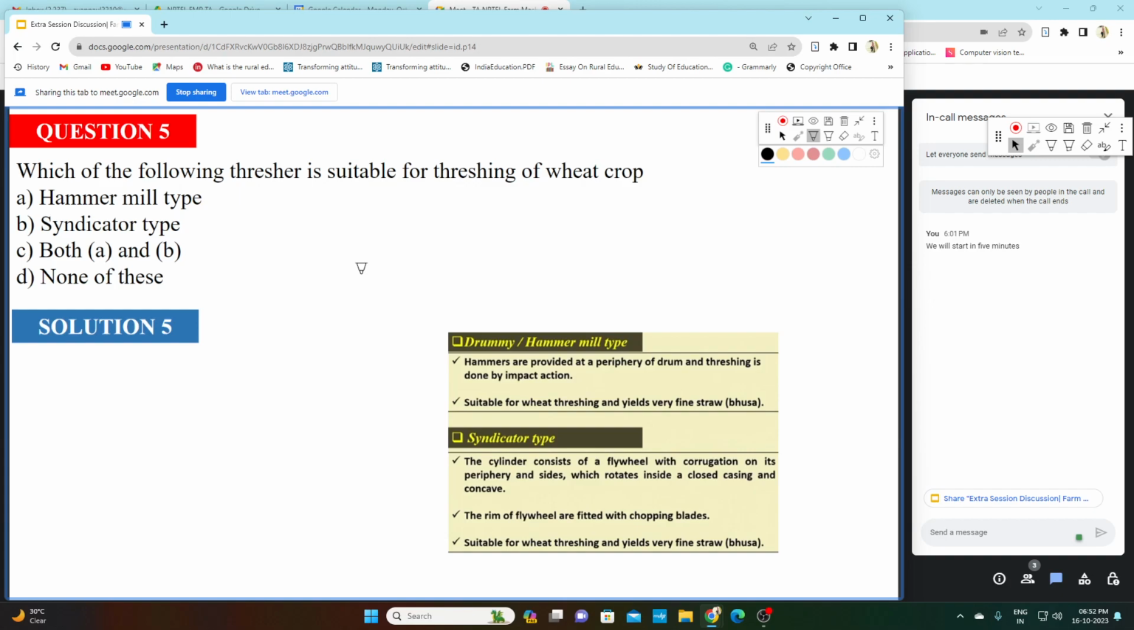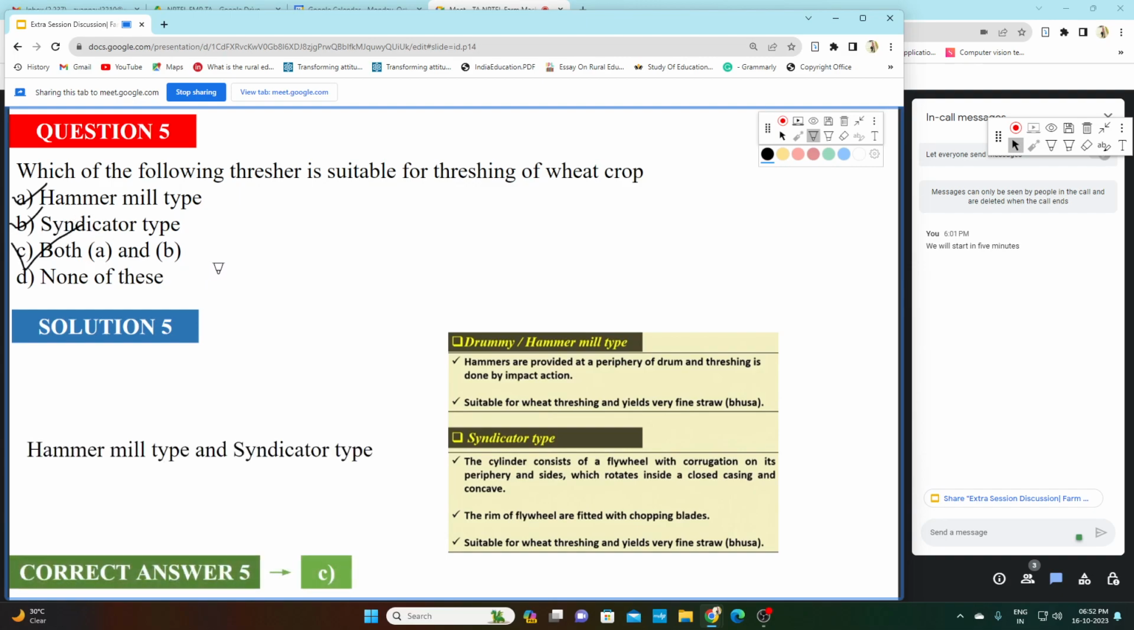These are the characteristics of both these threshers. In the hammer mill type, we have hammers, and in the syndicated type, the cylinder has a flywheel with corrugation that will do the threshing operation by stripping off. In the hammer type we do threshing by impact, and in the syndicated type we do threshing by stripping action. So this is about question 5. Both A as well as B are correct, that means option C is correct. So option C is your correct answer.